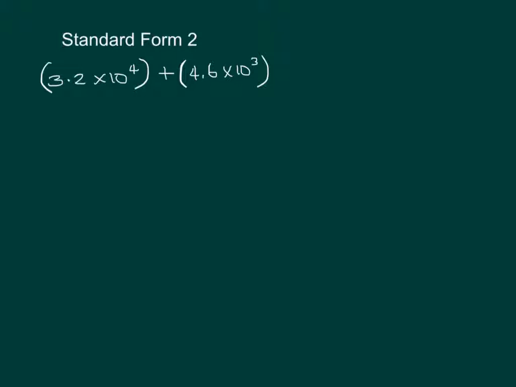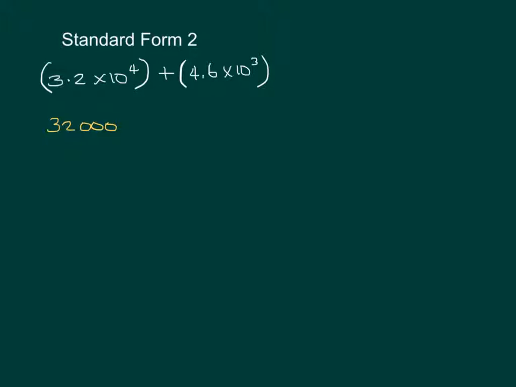So first things first, when you look at these numbers, they have different powers, which means that they are different value numbers. So for example, let me just write it out. This 3 would have moved 1, 2, 3, 4, so we would be looking at 32,000. Just check it, 1, 2, 3, 4. So this number here is 32,000.